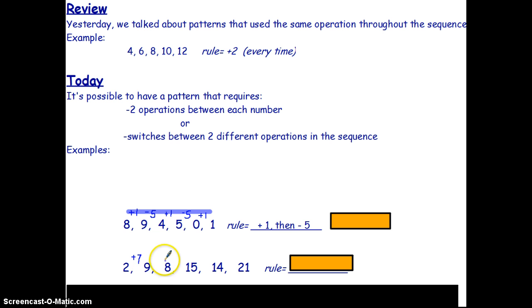I know from 9 to 8, I can subtract 1. From 8 to 15, I know that I can add 7. From 15 to 14, I know I can subtract 1 again. And from 14 to 21, there I go again, adding 7. So since you saw what happened up here on this problem, now I want you to think, what would be hidden behind this box here?